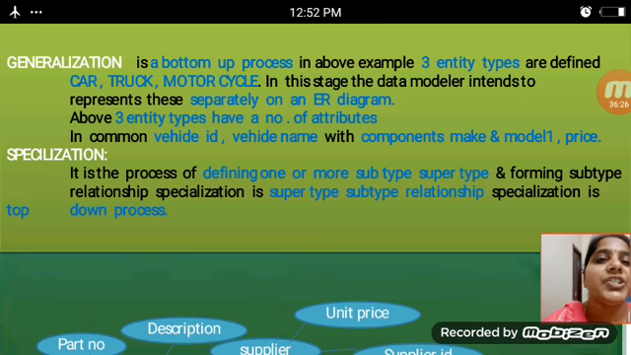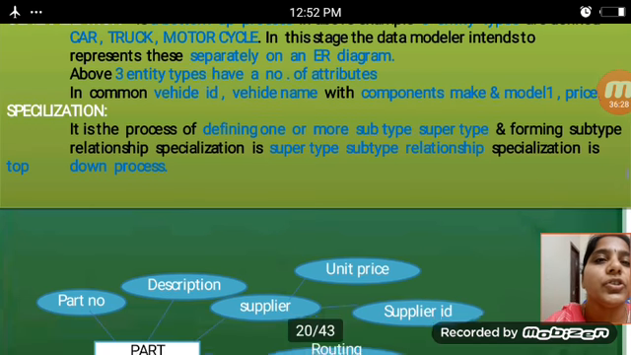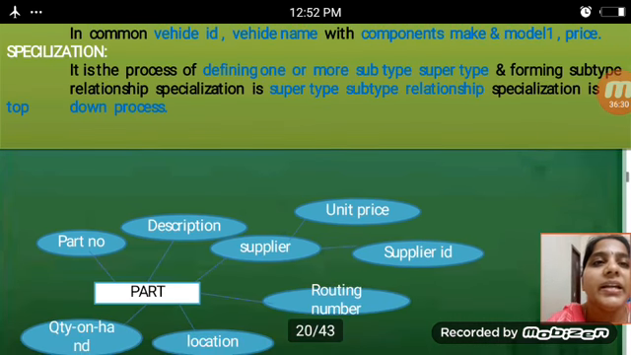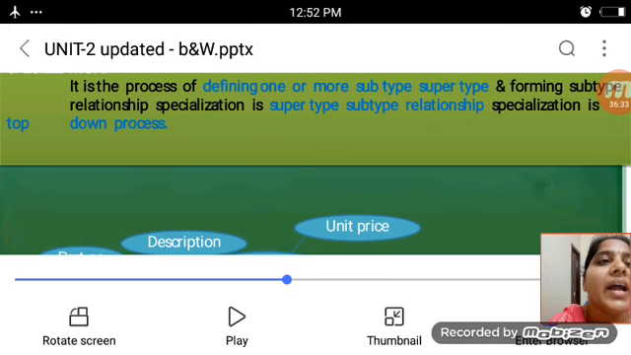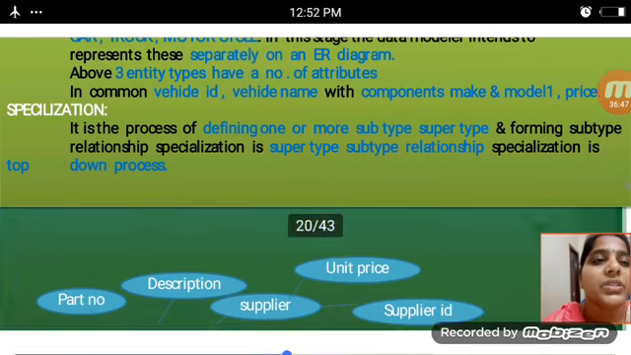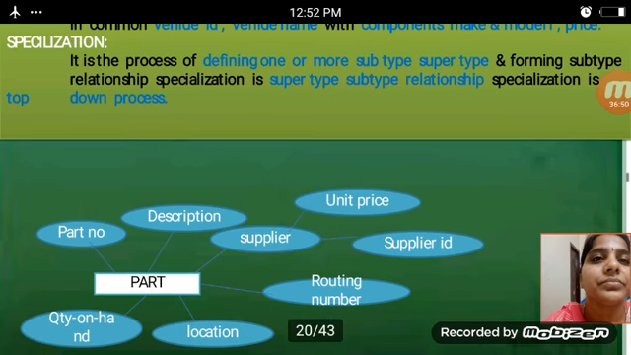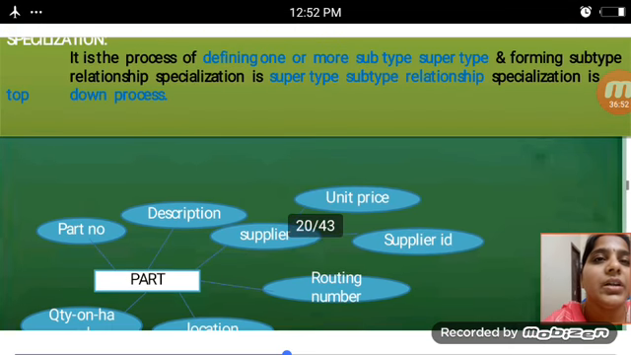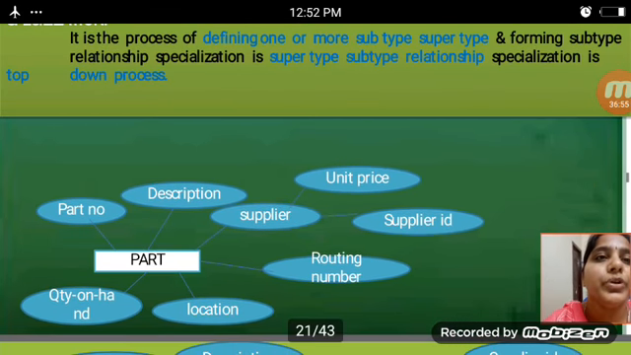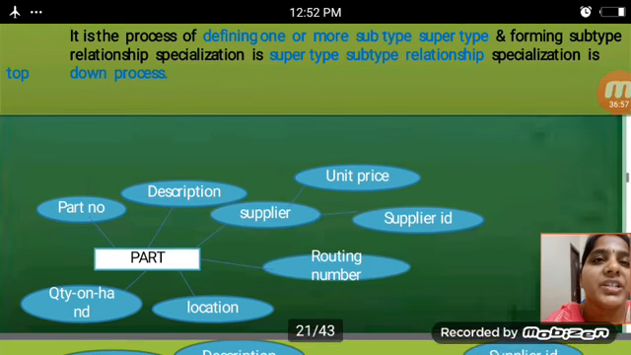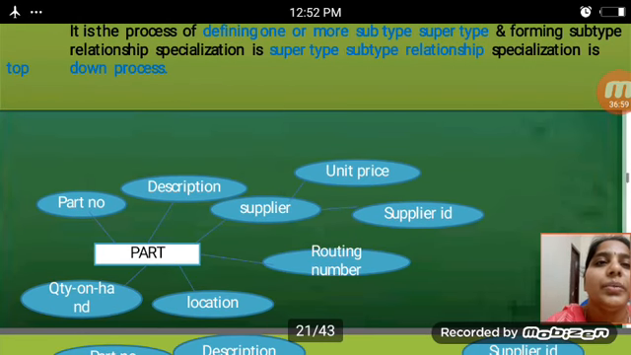After generalization, the next topic is specialization. It is the process of defining one or more subtypes of a supertype and forming supertype/subtype relationships. Specialization is a top-down process. Generalization is the bottom-up process. Specialization is the top-down process.